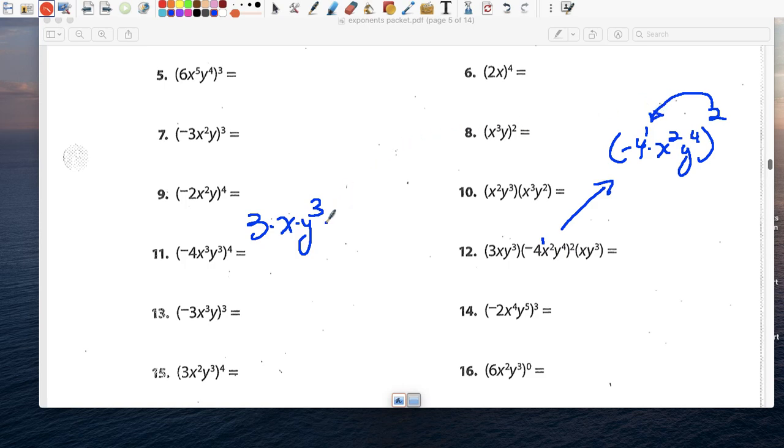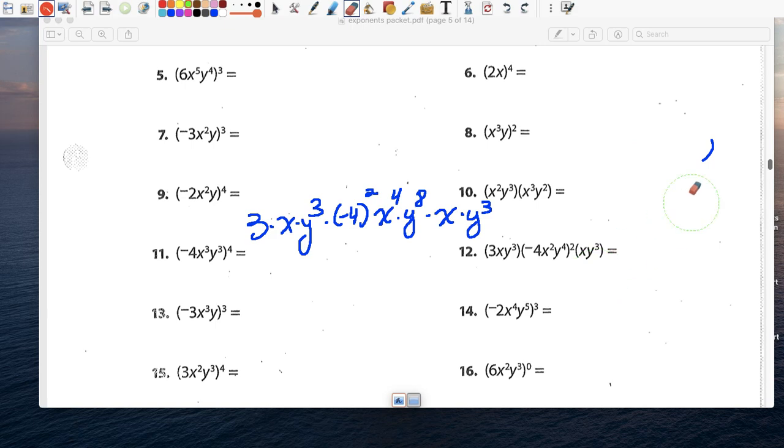That's going to be negative 4 to the 2nd power, x, 2 times 2 is going to be x to the 4th power. And then this 2 times the exponent of 4 is going to give you y to the 8th. Times, and then the last parentheses, there's nothing to do because there's an invisible one, so that doesn't change anymore. Times x times y to the 3rd power. So you have to take care of the middle factor over here because of that exponent outside, which we did.